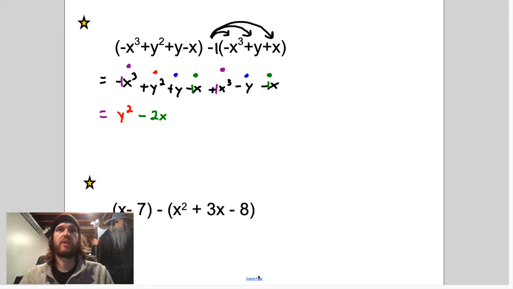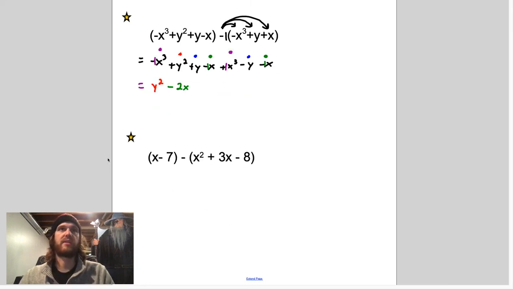All right, let's do another one. Okay, again, really straightforward. Step 1, change the sign of everything in the second group. We're subtracting this, and this, so it turns into negative x squared minus 3x plus 8. Change the sign of all those numbers.